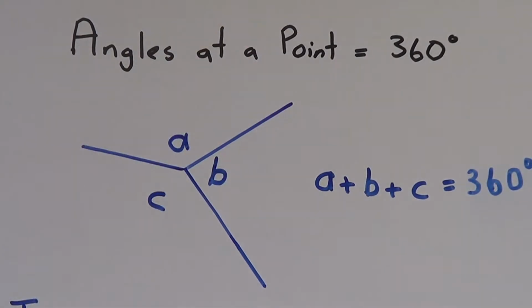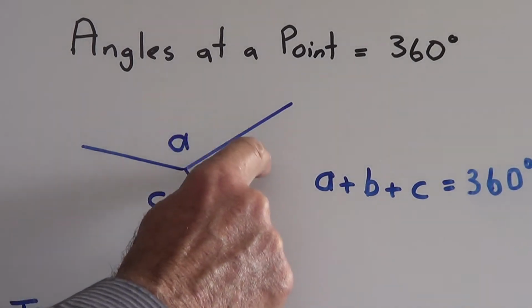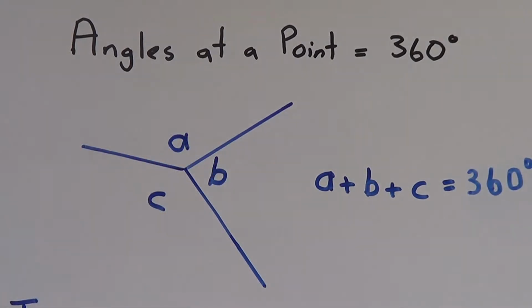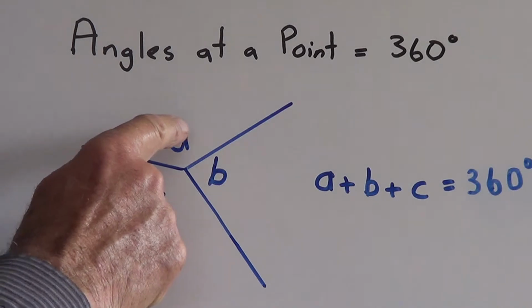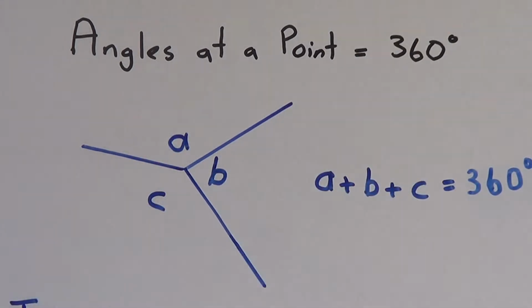Angles at a point add up to 360 degrees because if you start here and you rotate all the way around there, you do a full turn, and a full turn has 4 right angles, which is 360 degrees. So angles A, B and C, when they're added together, A plus B plus C is equal to 360 degrees.